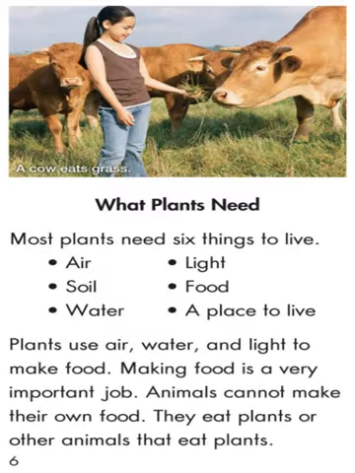Most plants need 6 things to live: air, soil, water, light, food, and a place to live. Plants use air, water, and light to make food. Making food is a very important job. Animals cannot make their own food. They eat plants or other animals that eat plants.